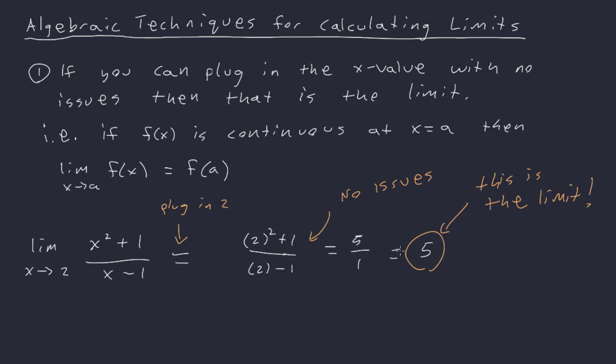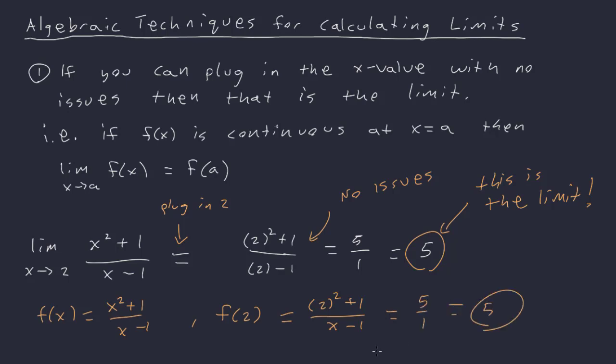Now, this is exactly the same thing as if I said f of x equals x squared plus 1 all over x minus 1, and I told you to find f of 2. You would do the same thing, 2 squared plus 1 all over 2 minus 1, and that would give us 5 over 1, which is 5. It's because this function is continuous at 2, its value and limit are the same.